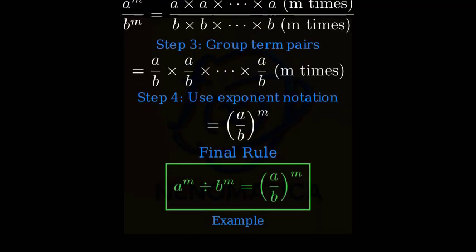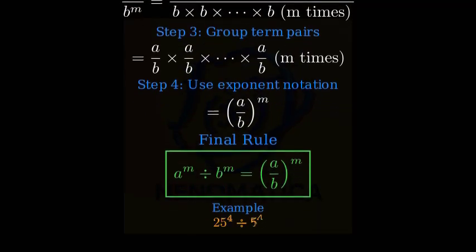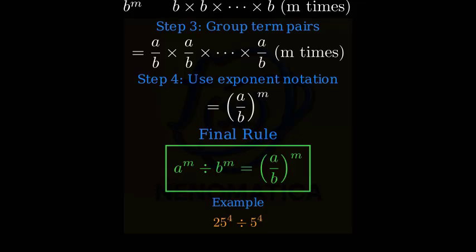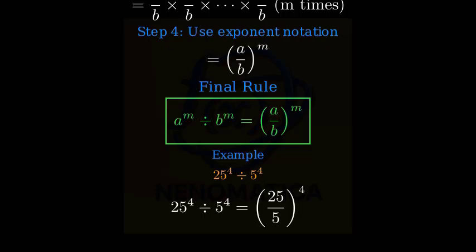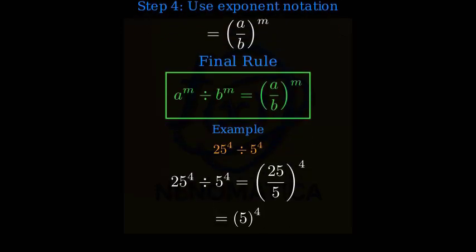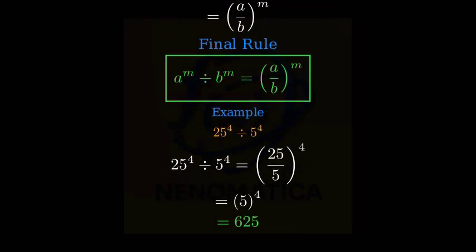Let's look at an example to see this rule in action. Consider 25 to the fourth power divided by 5 to the fourth power. Using our rule, we can rewrite this as the fraction 25 over 5, all raised to the fourth power. 25 divided by 5 is 5. So our answer is 5 to the fourth power, which equals 625.